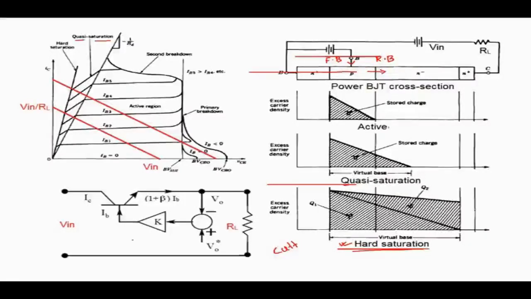Whereas in linear kind of application, you want your transistor to be operating in active zone. In power electronic system, we don't want active zone. We want either cutoff or the hard saturation.